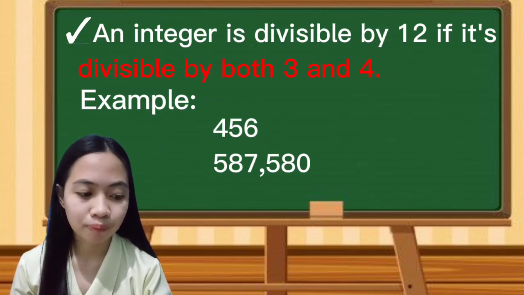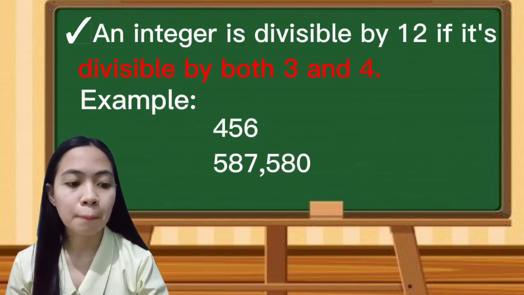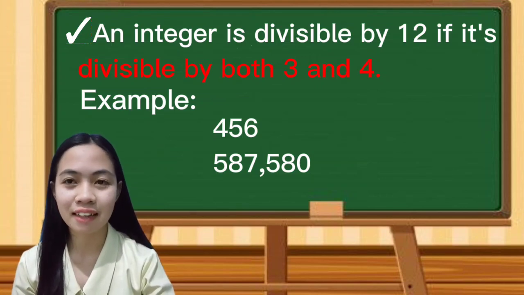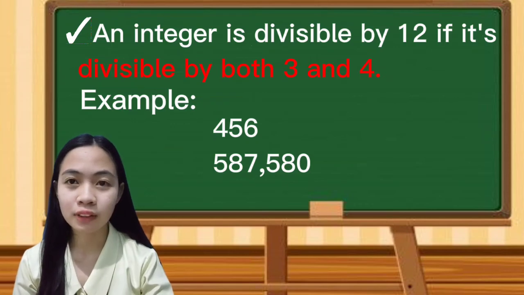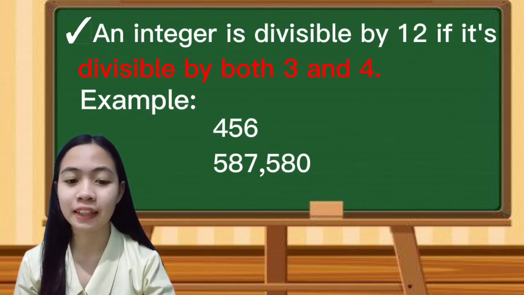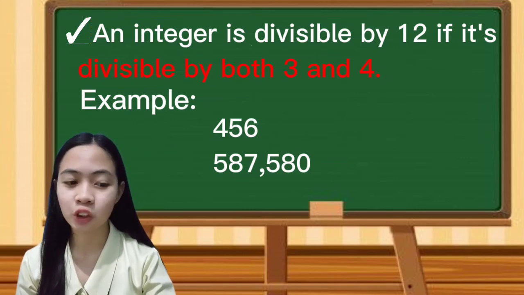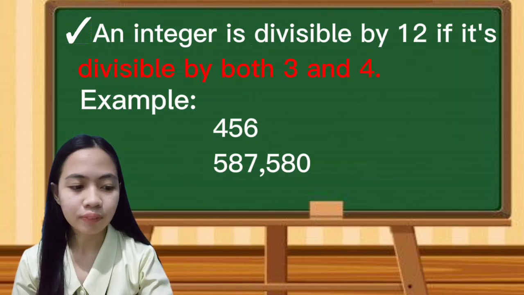Another example. 587,580. When we add those numbers, it is equal to 33, and 33 is divisible by 3, and the last two digits is 80, and 80 is divisible by 4.